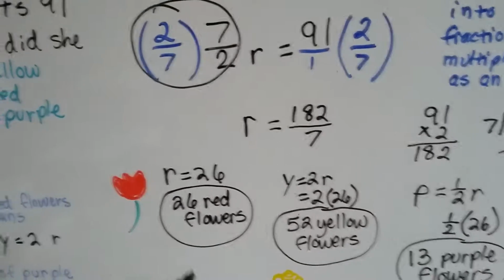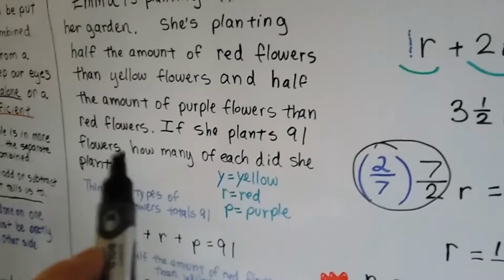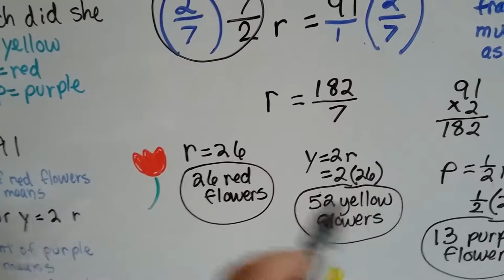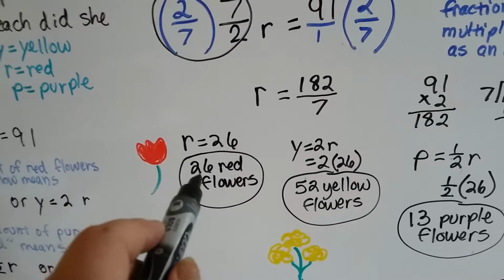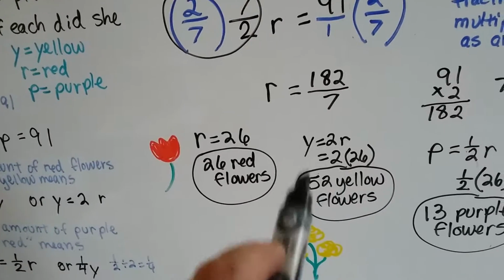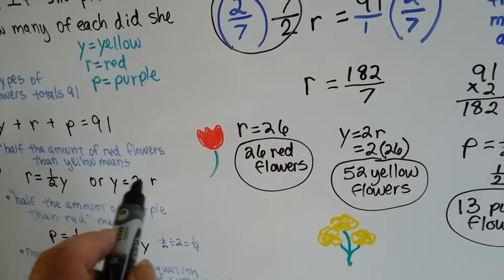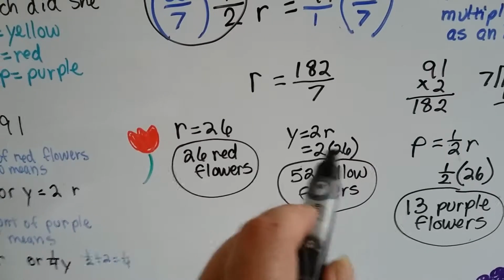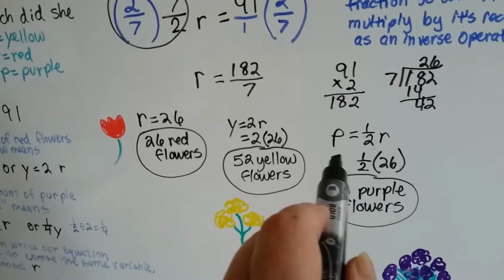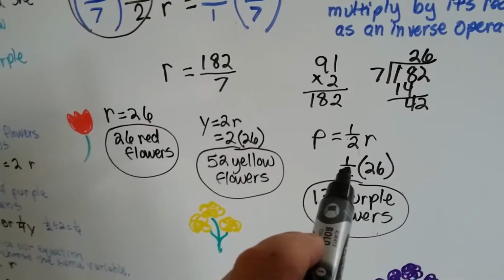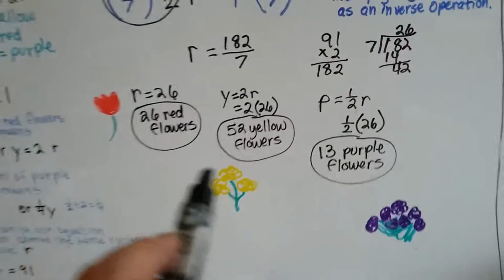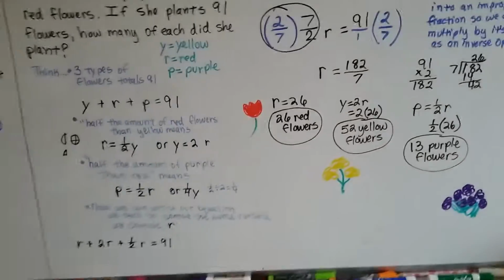But we're not done. It says, how many of each flower did she plant? So we've got the reds. We still need to do the yellows and the purples. So we know there's 26 red flowers. But we also know that the yellow ones are 2 reds. Remember? The yellows are equal to 2 times the red. So all we have to do is multiply the 2 times 26 and get 52, and we know the yellows. We know that the purple ones are half the amount of the reds. So we multiply a half by 26, and we get 13 purple flowers. Now we know there's 26, 52, and 13 for the flower quantities.